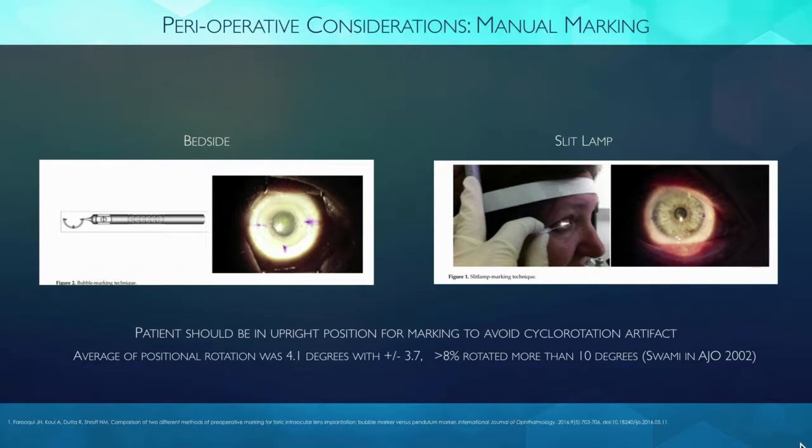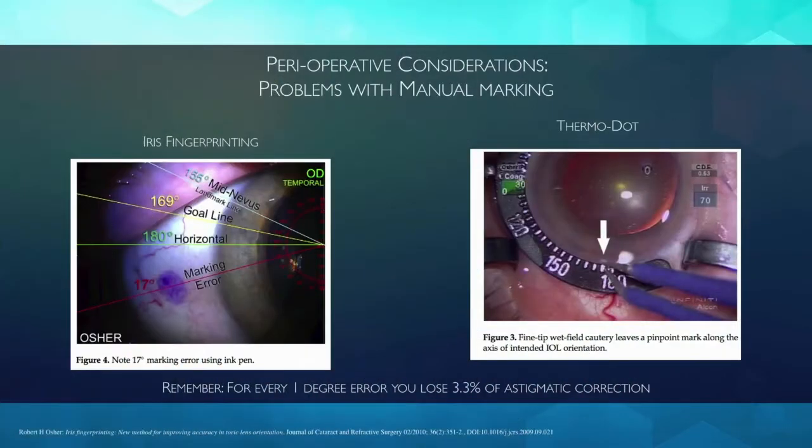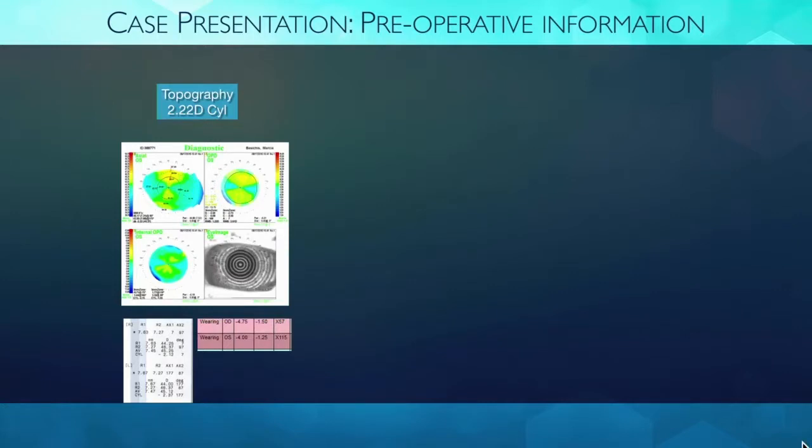I didn't do that. So it's extremely important. Next, Bobby Osher has pointed out how these marks can have huge error. And so remember, for every 1 degree of error, you lose 3.3 diopters of astigmatism. And he has this elegant marker with a BVI that's a cautery marker that you can use. Let's get through a case presentation.